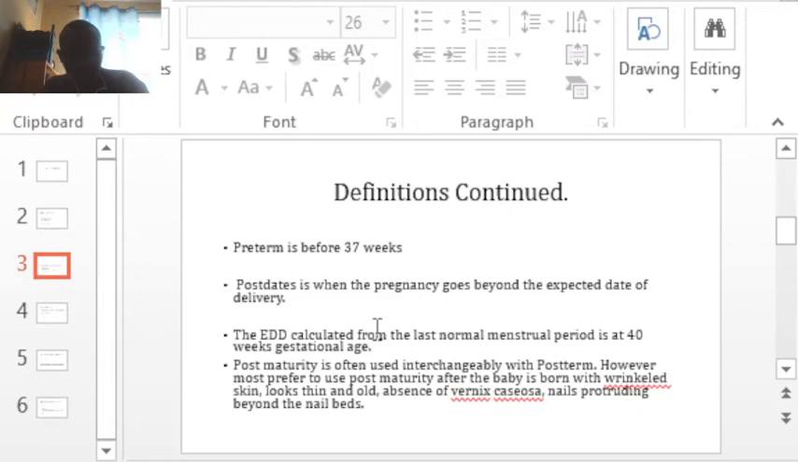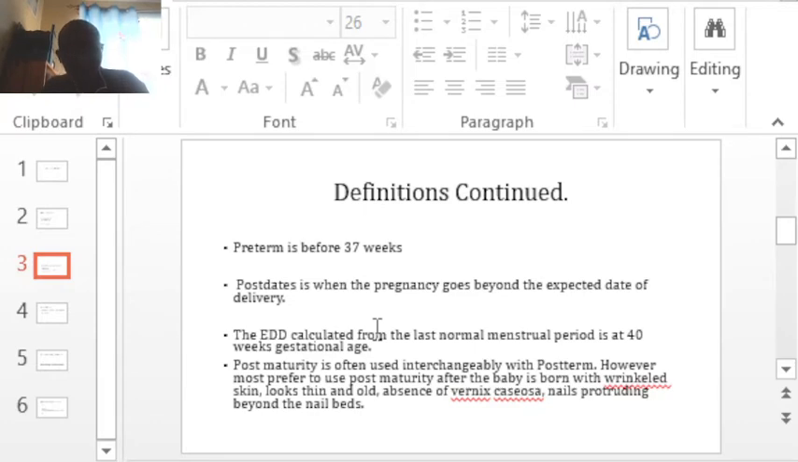So usually when a baby is born post-mature, we look at the characteristics of the baby. For example, a baby that looks old, wrinkled skin, thin, the placenta is very unhealthy, the cord is unhealthy, there's absence of vernix caseosa. The vernix caseosa is the creamish whitish stuff that covers the baby when it is born, and the nails are protruding. When we see such a baby, we say that baby is post-mature. So I prefer that we call a baby that has such a diagnosis post-mature, rather than a pregnancy that has gone beyond 42 weeks of gestation.